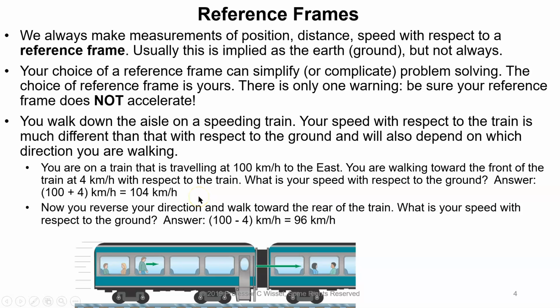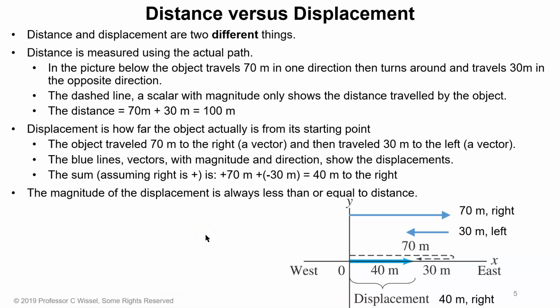You probably can do this in your head. Now, suppose you turn around and you walk toward the rear of the train. What is your speed with respect to the ground? Well, it's 100 minus 4 because you're going against the train's motion, kilometers per hour, and it's 96 kilometers per hour. So the reference frame makes a difference here. And also the direction of your speed with respect to the train and the ground. So all of that matters. You have to be very precise in physics about your language.